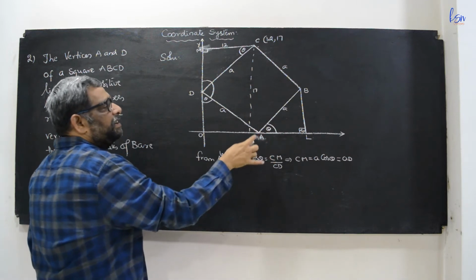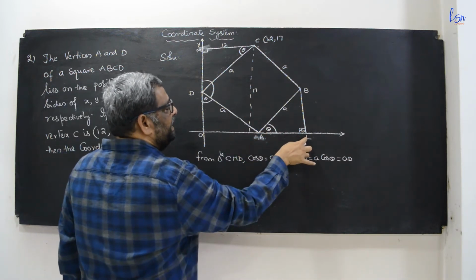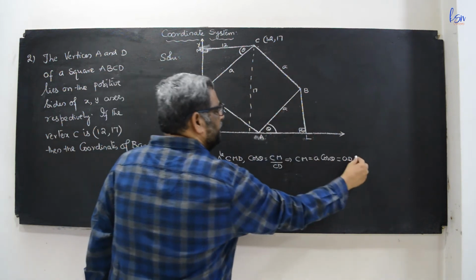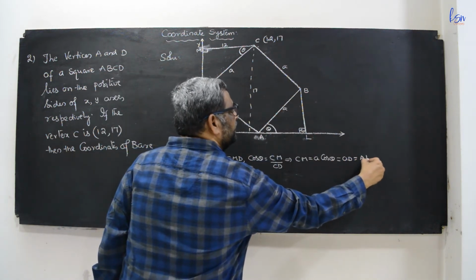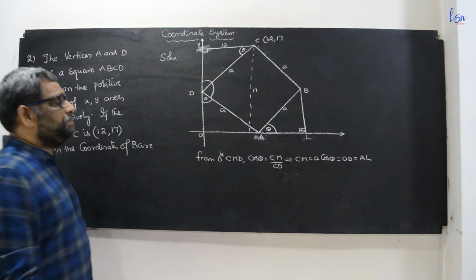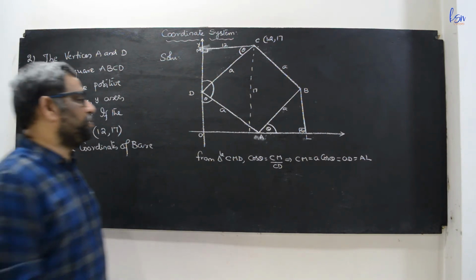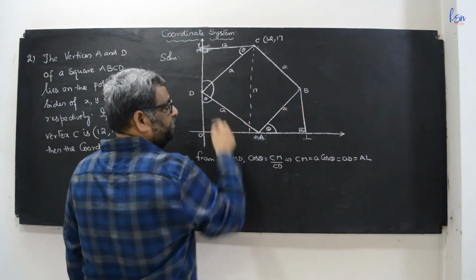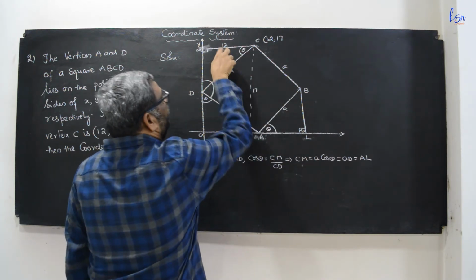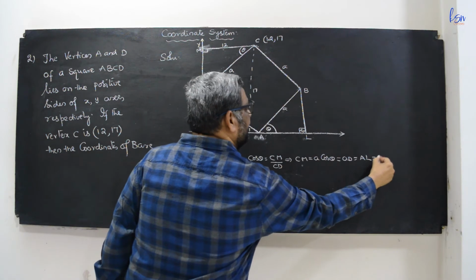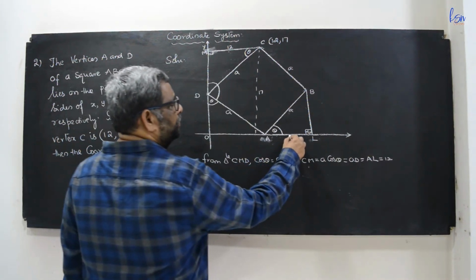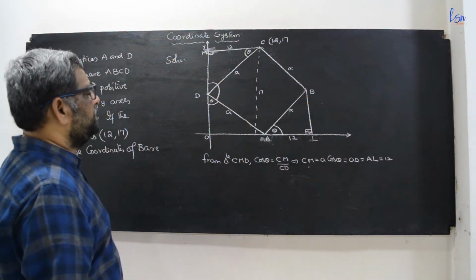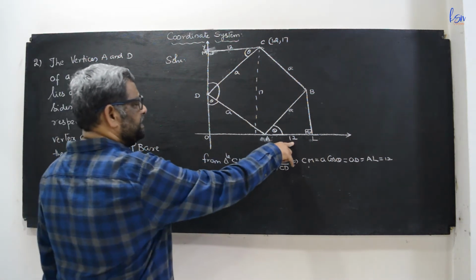In this triangle cos theta is equal to AL by a, so this is equal to AL. So CM is equal to a cos theta, equal to OD, equal to AL from the figure. CM is equal to 12 units, so AL is equal to 12 units. So we got that this is equal to 12 units.